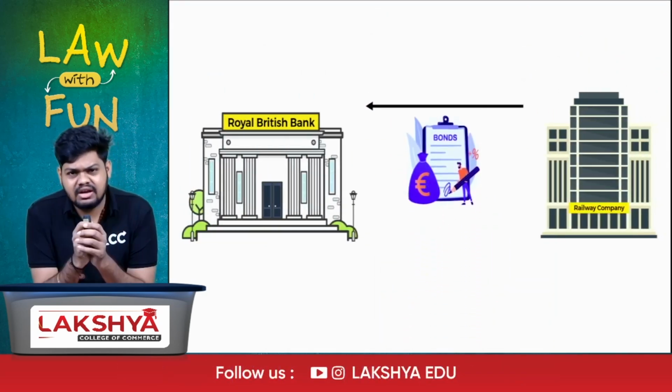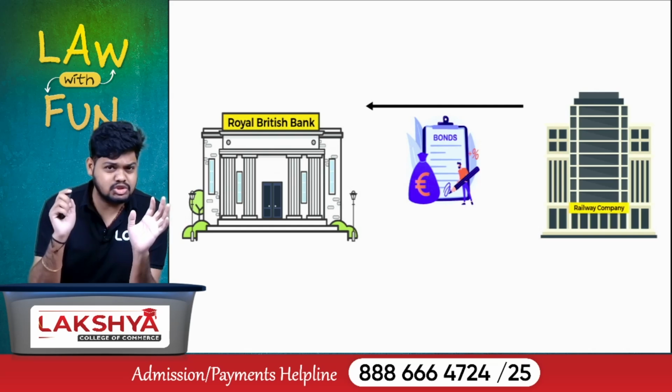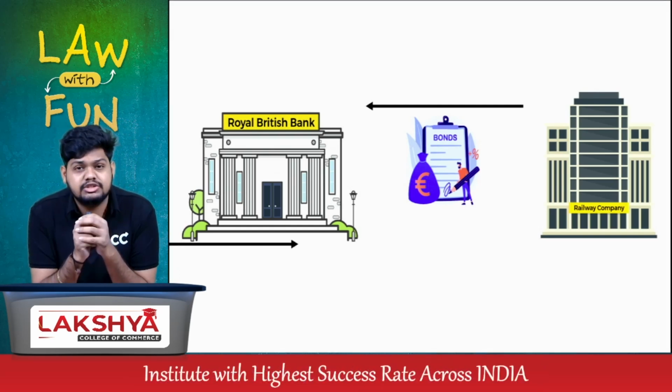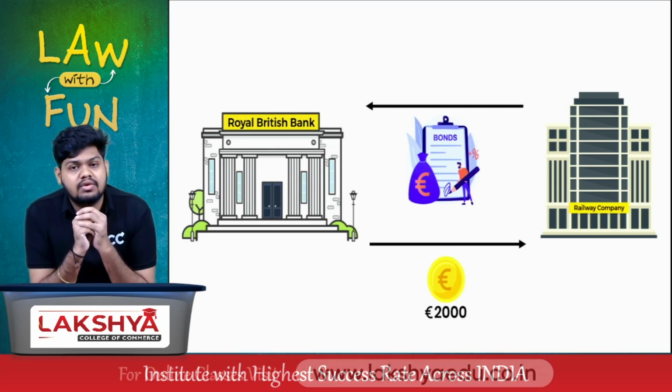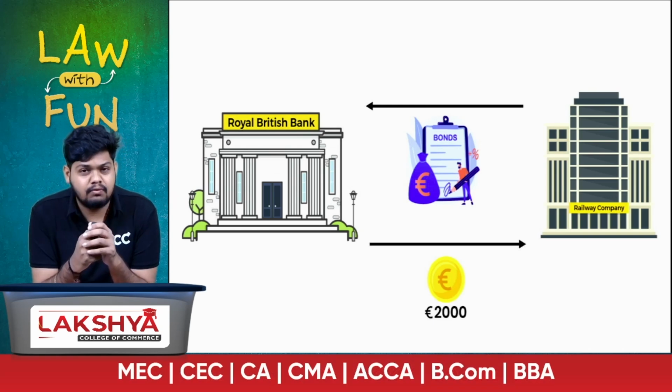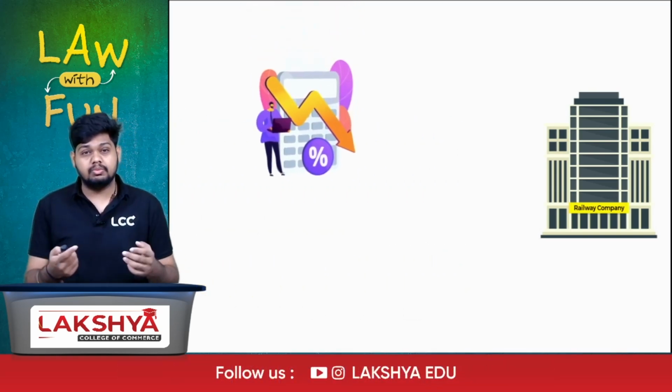Now, the railway company has stated that we have passed the resolution, and Royal British Bank, believing the statement that the resolution was passed, actually provided a loan. Actually provided a loan of how much? 2,000 euros. Remember, this happened in the UK, so 2,000 euros of loan was provided, and 2,000 was a very huge amount back in the day.